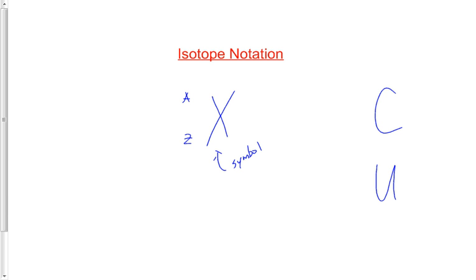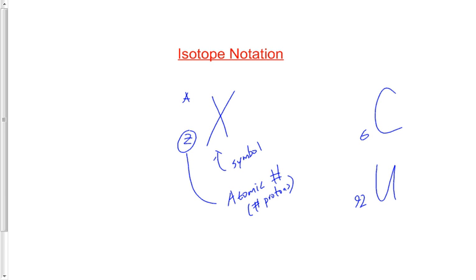Z stands for the atomic number, and the atomic number is the number of protons. Carbon always has 6 protons. Uranium always has 92 protons, and there are no exceptions to that. The number of protons is fixed for a particular type of atom. If we change the number of protons, we're not changing the isotope or the version of the element, we're changing the element into something else.